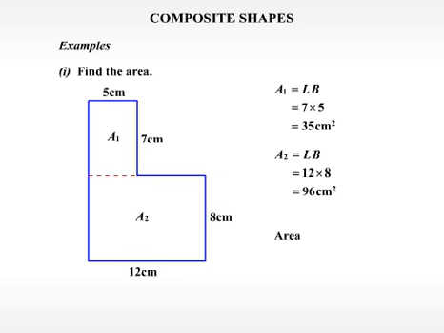Now, of course, we need the whole area. So the area equals Area 1 plus Area 2. So there's our Area 1, we add the Area 2, and you can see that gives us the total area. So what about the numbers? There's 35 and 96, Area 1 and Area 2. So we add the two numbers, 35 and 96, and that works out to be 131 square centimetres. Terrific.